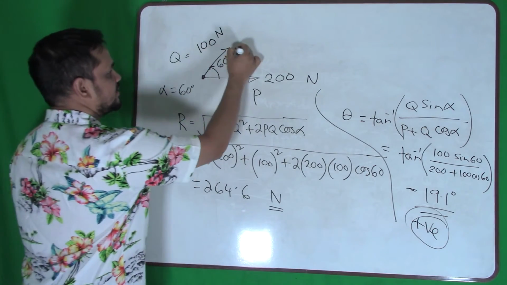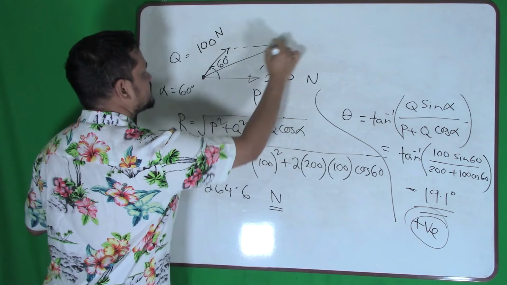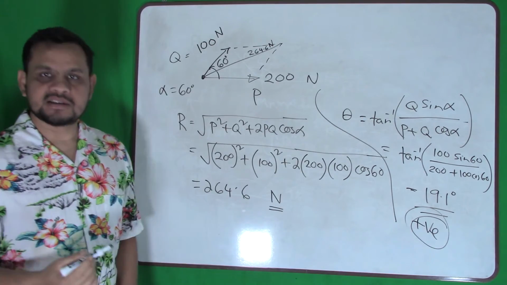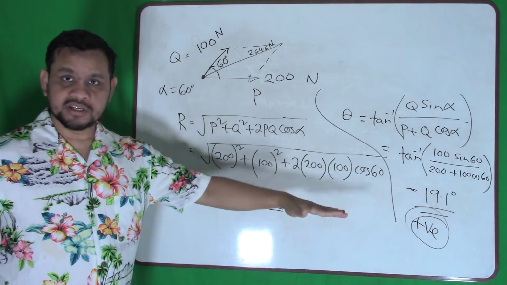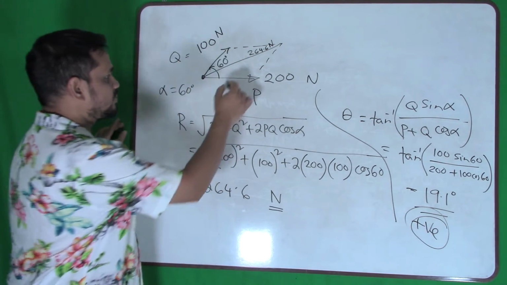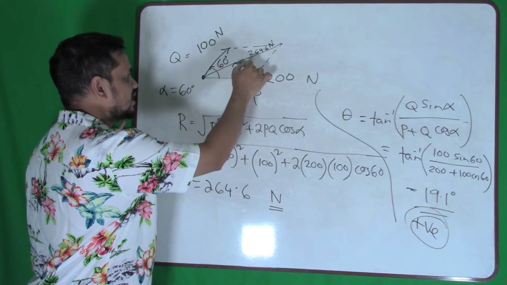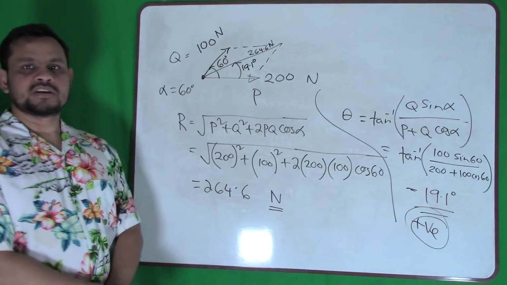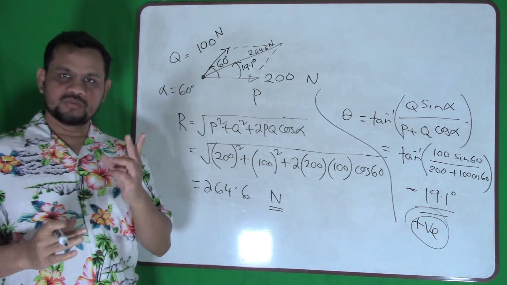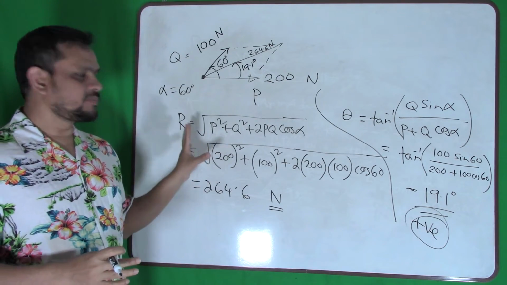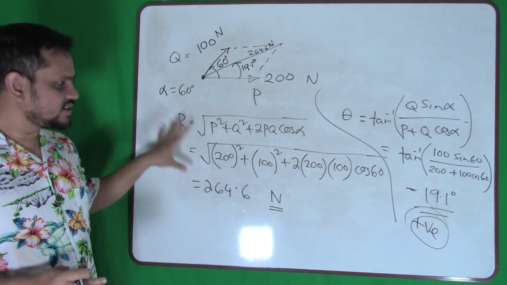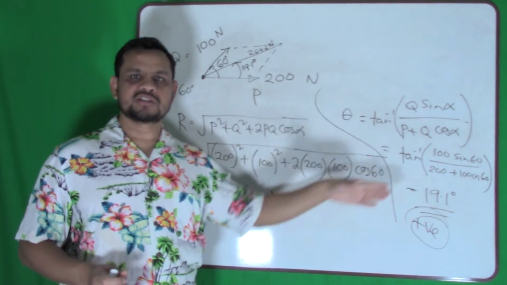It means if I draw the parallelogram, this will be 264.6 Newton. I got my resultant. What is the angle? As it is positive, it is from P towards Q. So P is here, towards Q here. This angle is 19.1 degree. So that is the answer. Hopefully you understood how to find the resultant of a two force system using the parallelogram rule. This is the way to find the magnitude of the resultant, and this is the way to find the direction of the resultant.